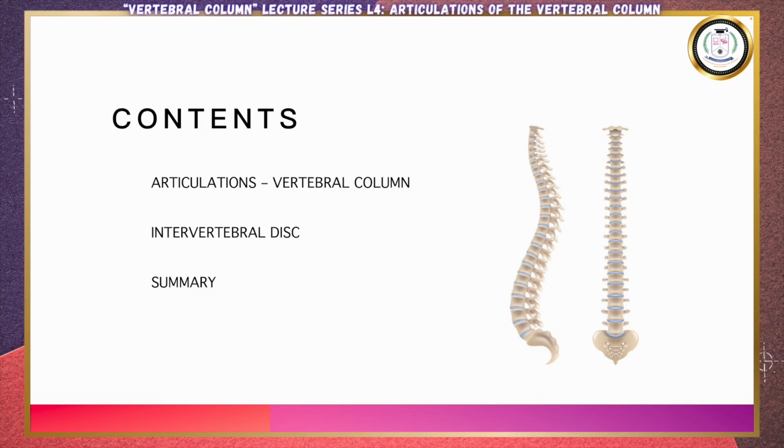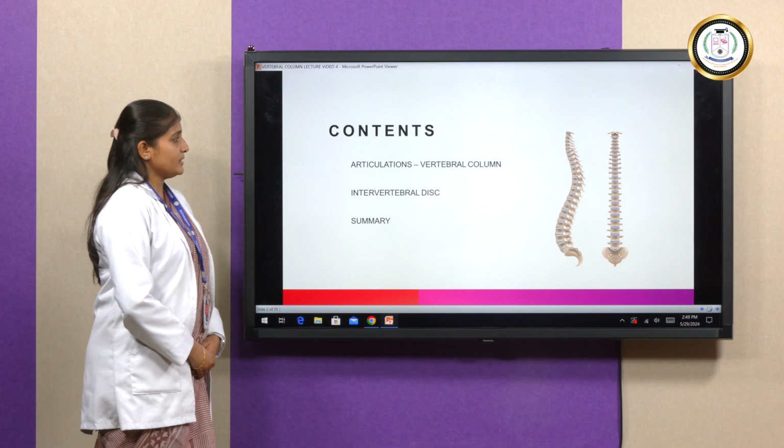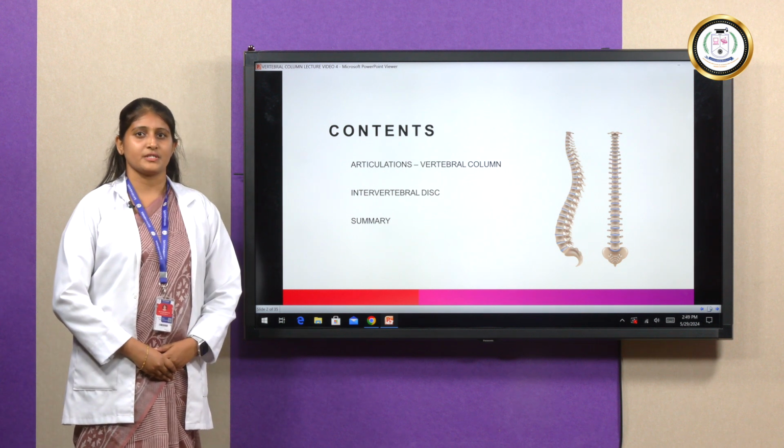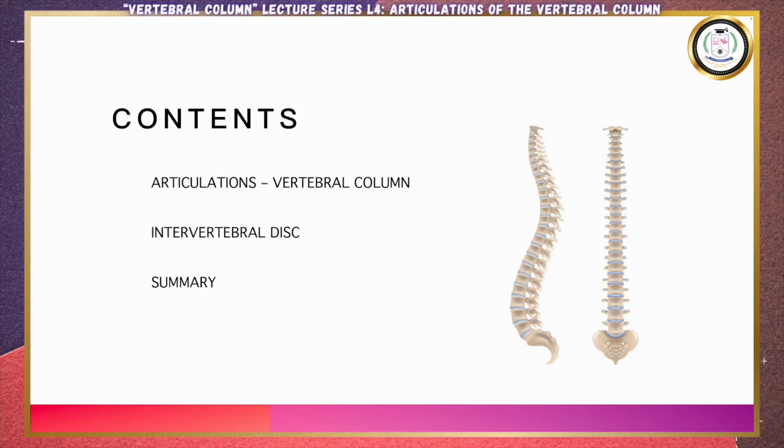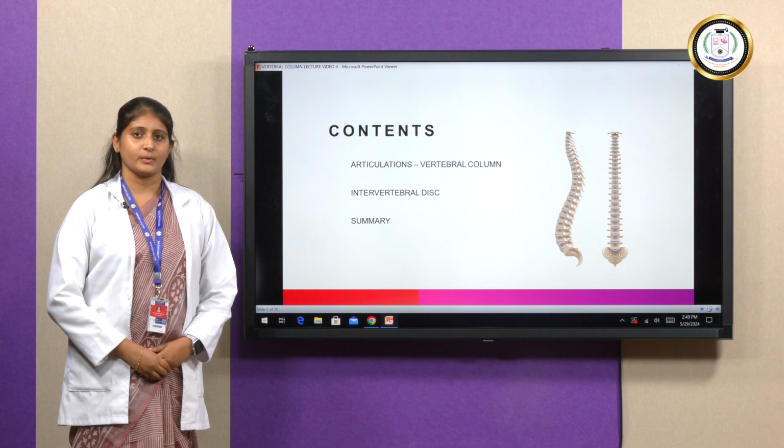These are the contents that I will be discussing. First, we will see the different articulations present throughout the entire vertebral column. Along with that, we will see the intervertebral disc, and finally we will have a quick summary.